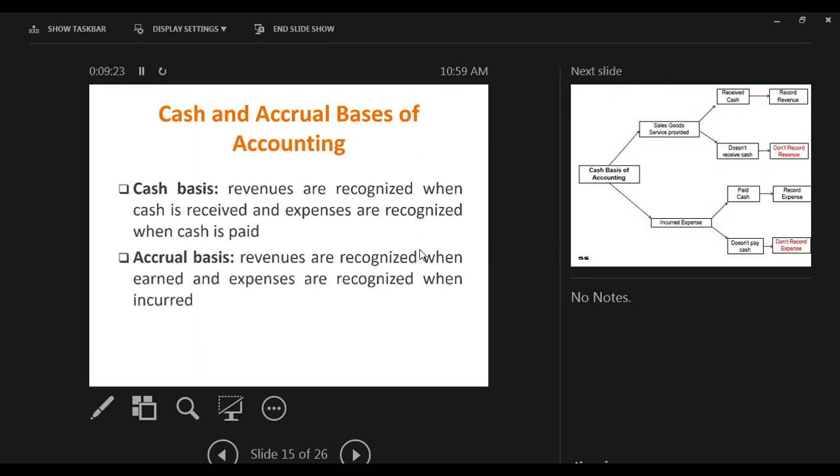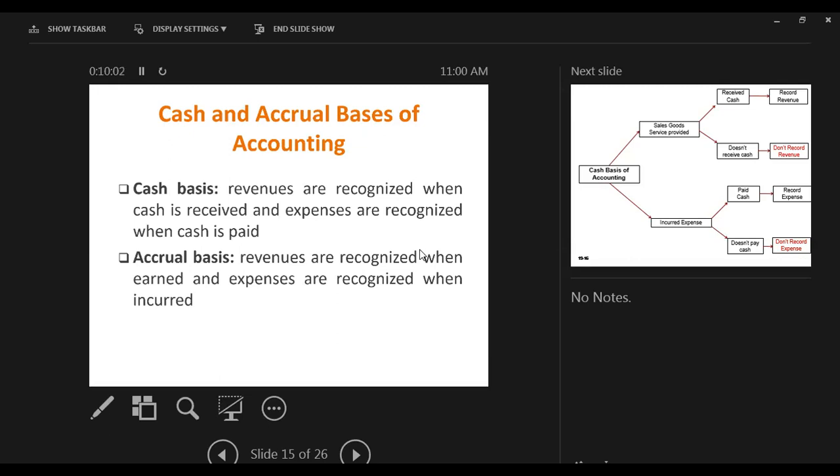Accrual basis says that revenues and expenses are recorded when they are incurred. So revenues are recorded when they are earned, and expenses are recorded when they are incurred. Do you understand? That means accrual basis means that you record revenue whether you receive cash or not. You provide your service, right? That means the revenue is already earned. You receive cash or you do not receive cash, it doesn't matter. You have to record revenue. So what about expense? Expense is already incurred.